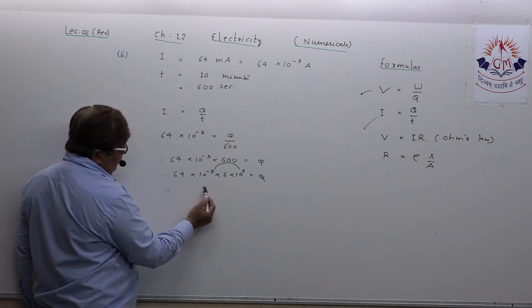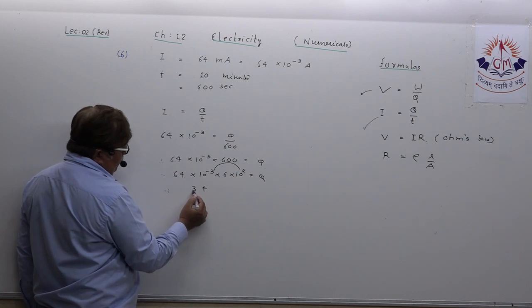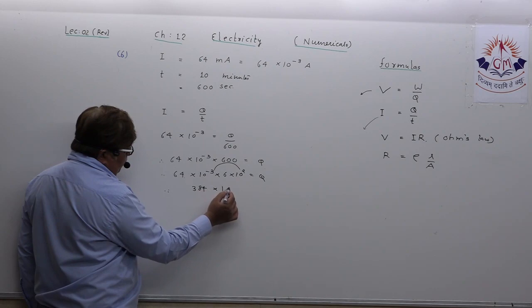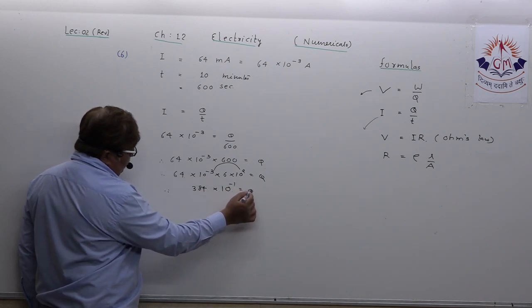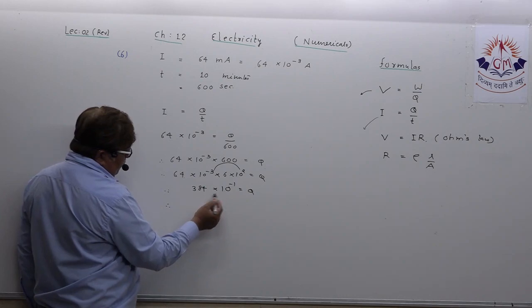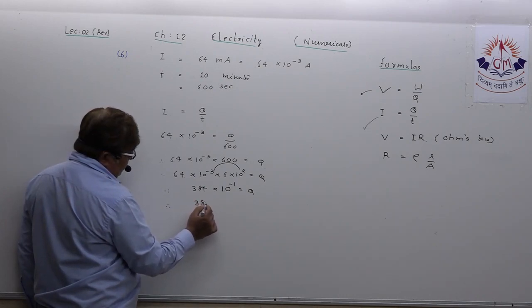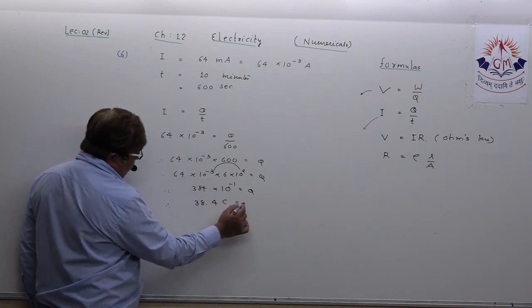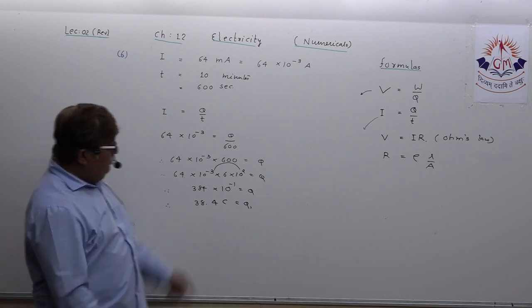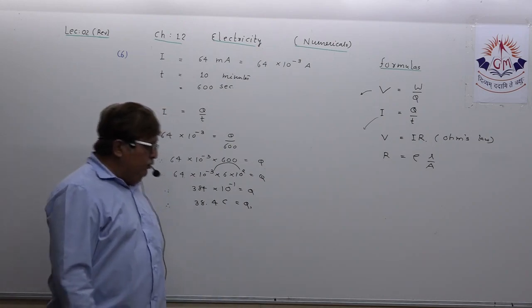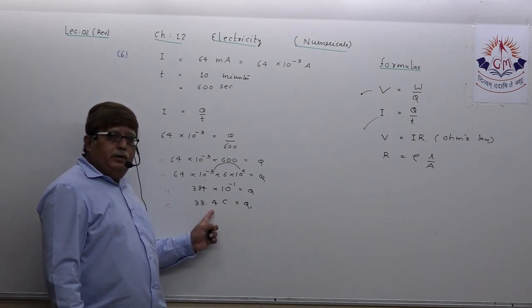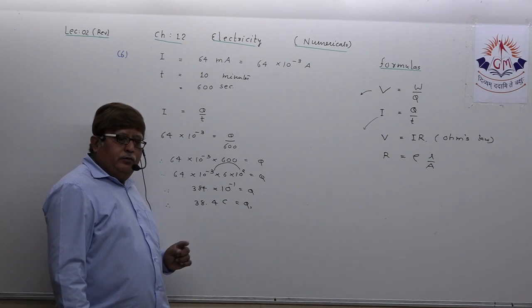64 times 6 is 384, into 10 raised to minus 3 into 10 raised to 2, so 10 raised to minus 1 equals Q. Because of 10 raised to minus 1, I can say 38.4 coulomb charge. First, please note down this much charge, 38.4, is already passing through the bulb.